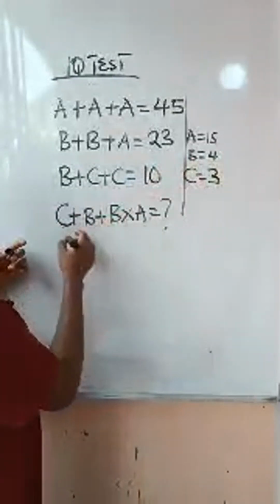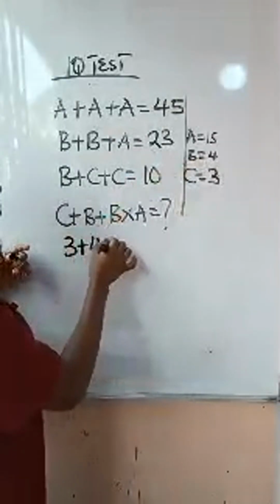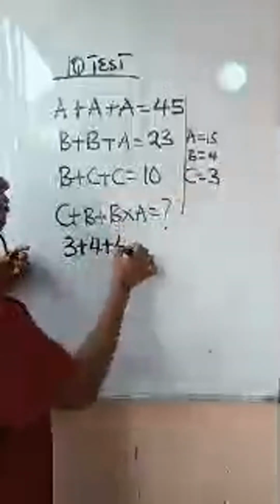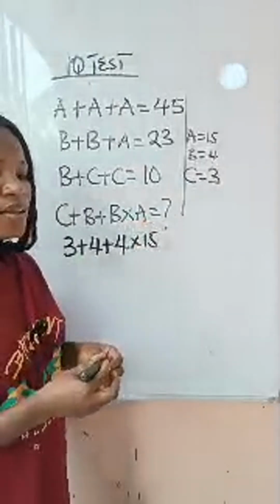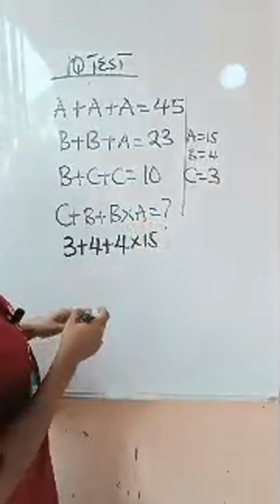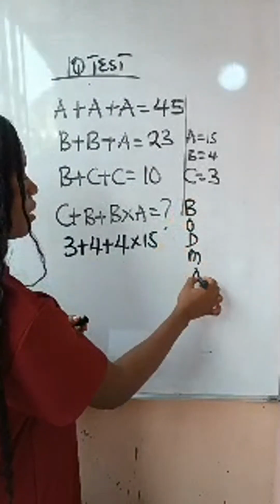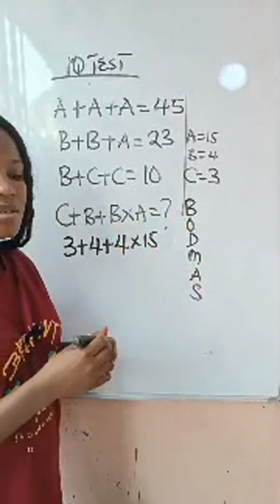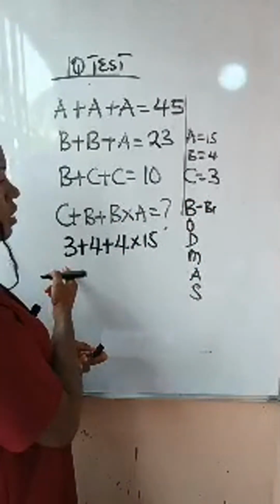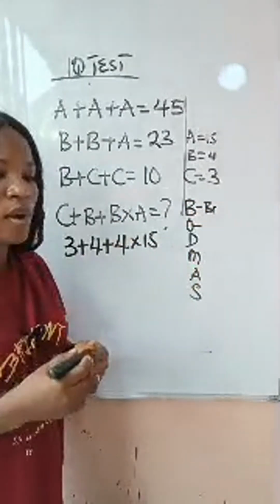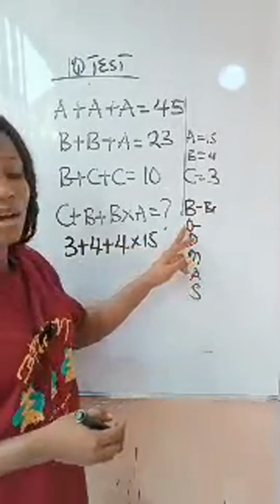So our C is 3. We have 3 plus our B is 4. We have 4 plus our B is 4. We have 4 times our A is 15. Now, remember that according to BODMAS or PEMDAS, both of them are the same. BODMAS means brackets first, but there's no bracket here. Order is your square root, your roots, all those numbers.